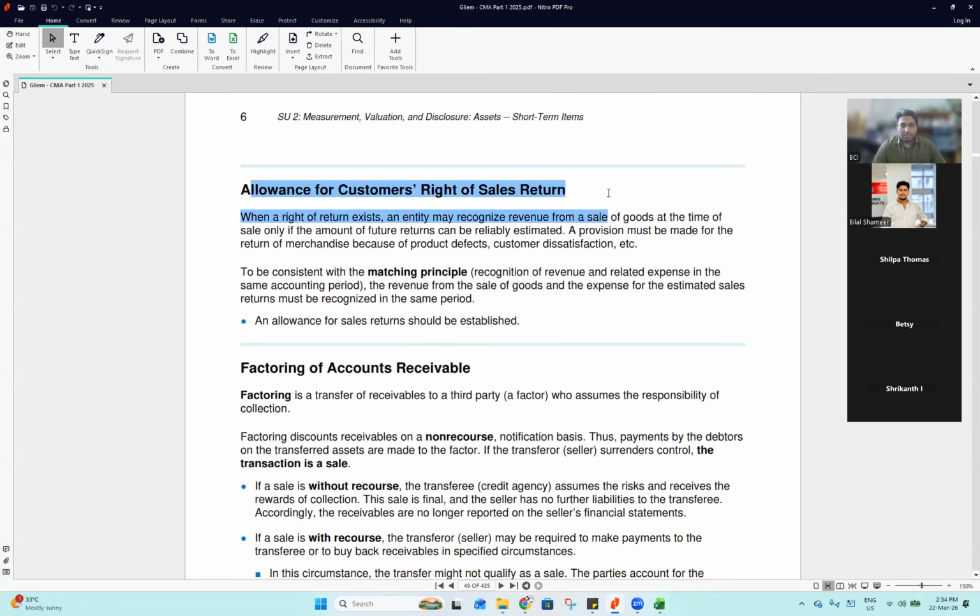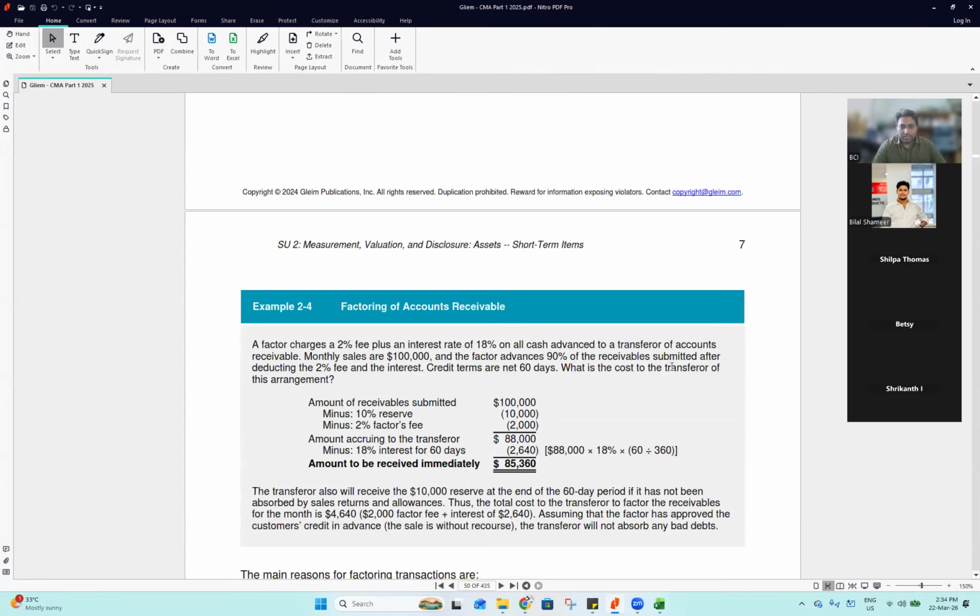So allowance for customers' right of sales return, we will continue in the next class.